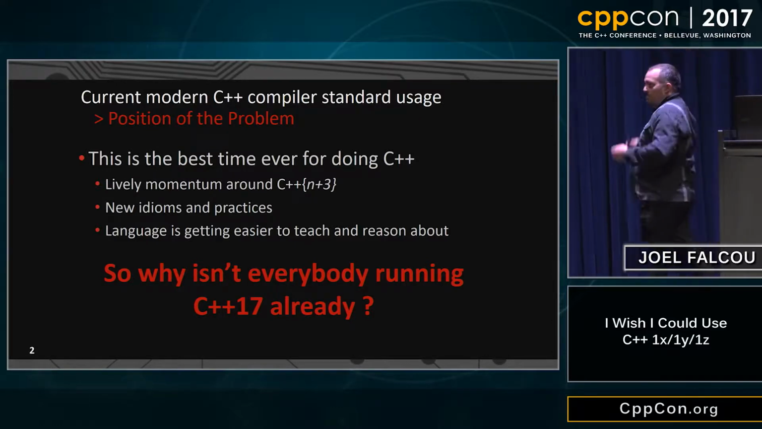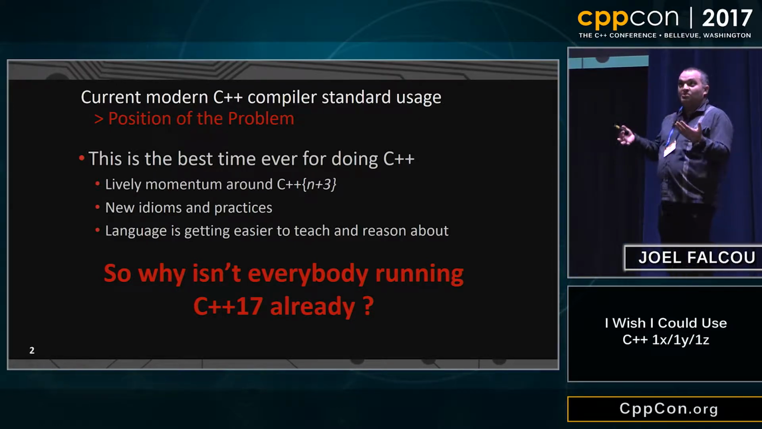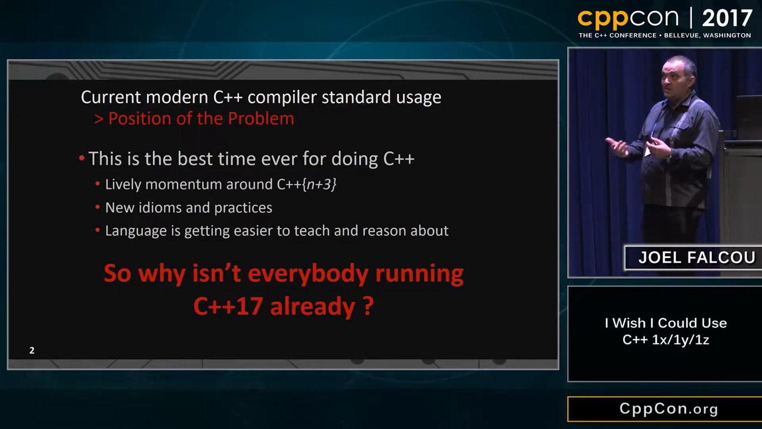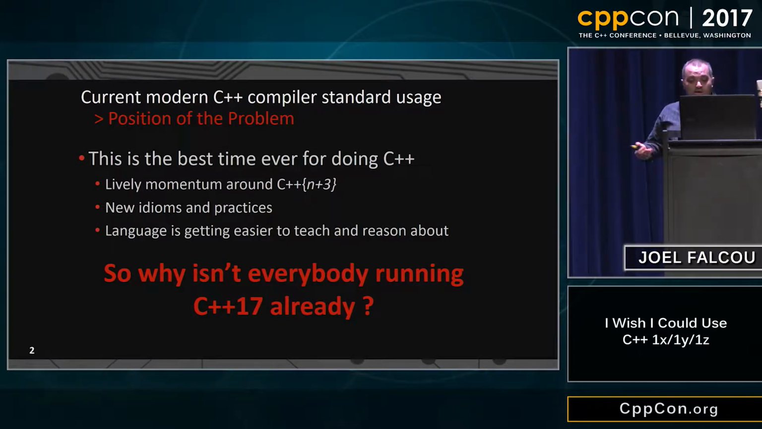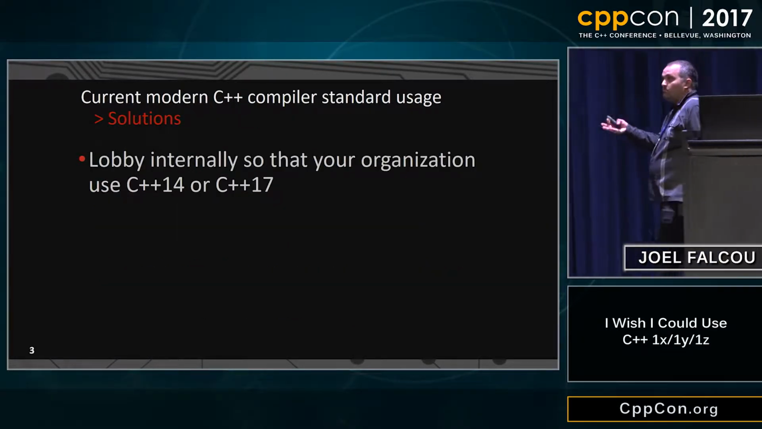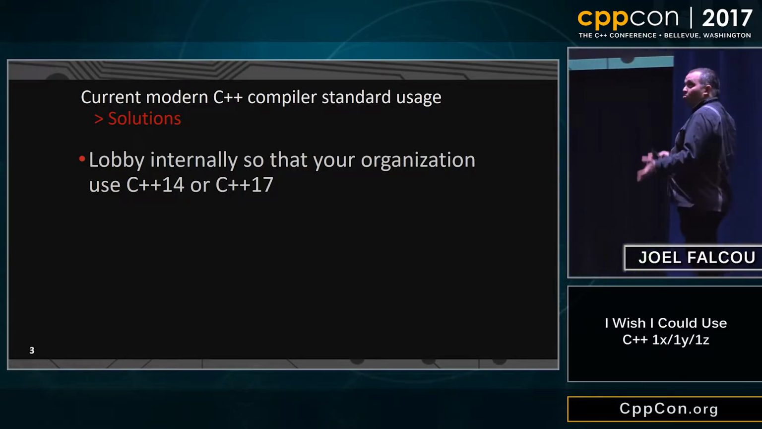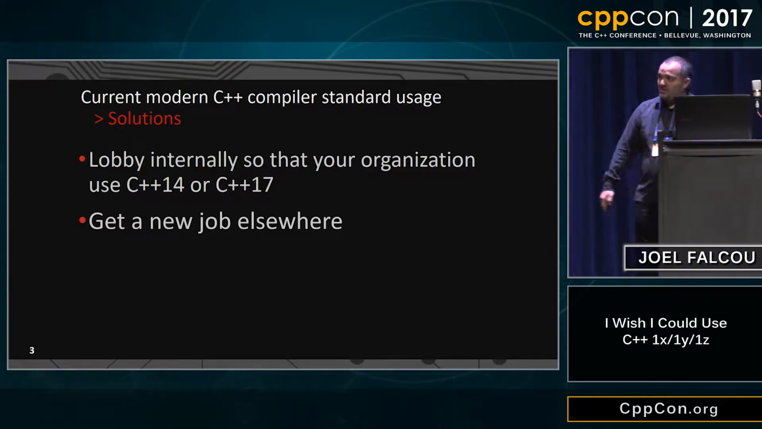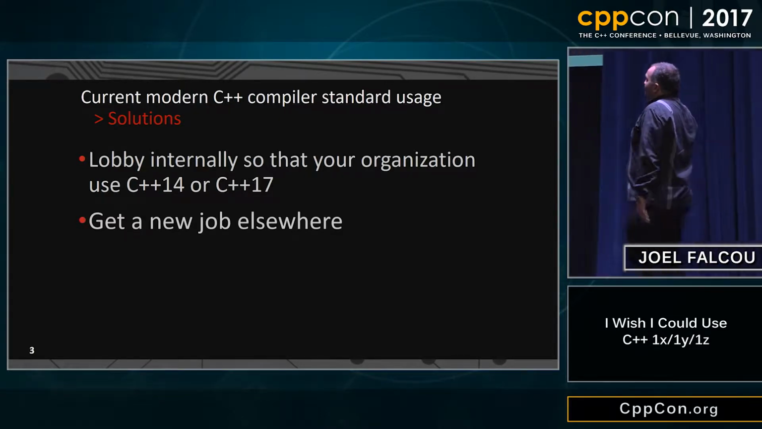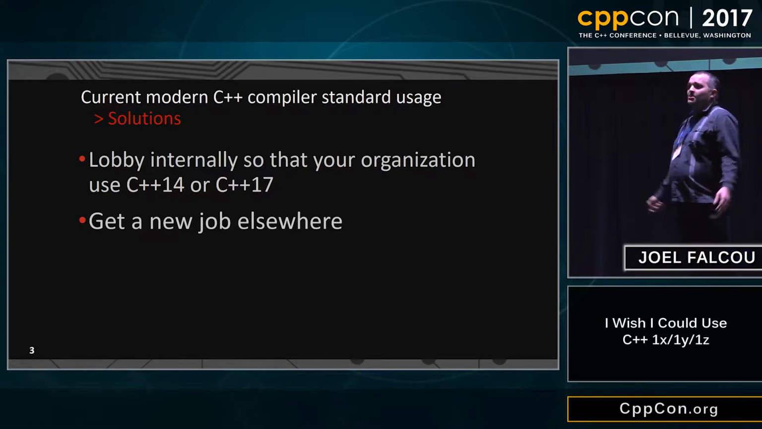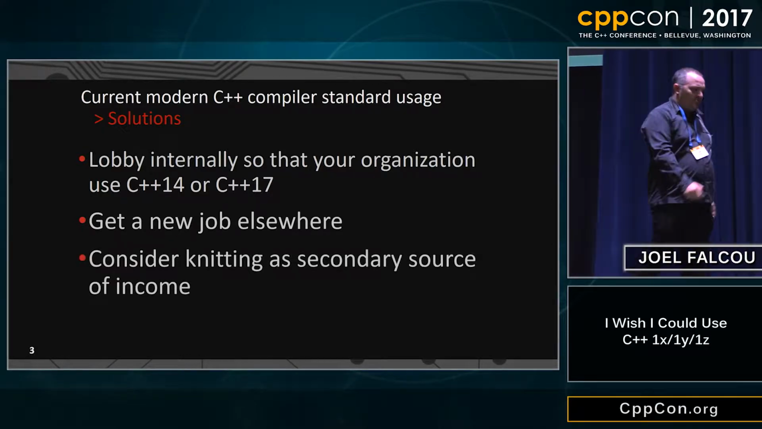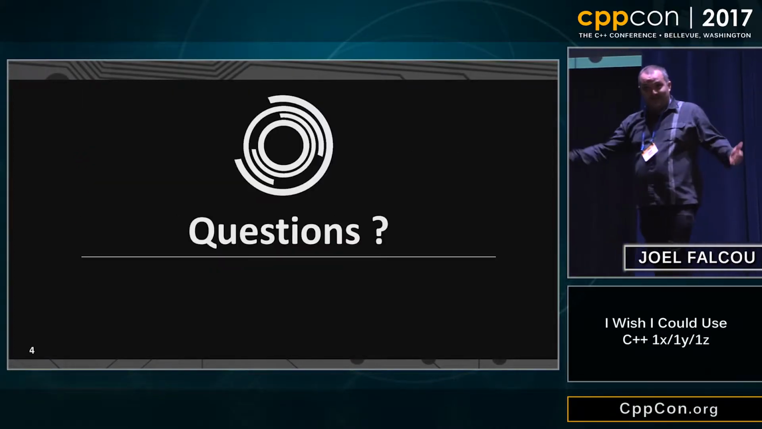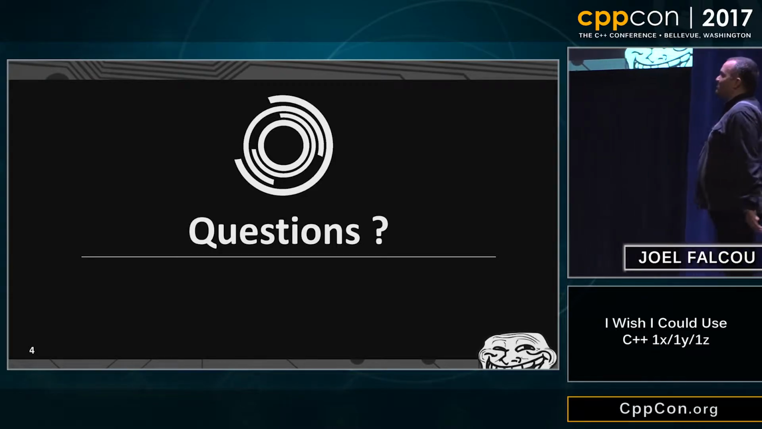So the question is, why is not everybody still doing C++14, 17 already? Well, it's more a cultural thing than something else, so the solutions are not that many. Indeed, you can do some kind of lobbying so you can switch to whatever version of C++ you want to go to, or, which is a more radical thing, you can get a new job elsewhere, or you can drop the ball and do something completely different as a source of income. And so if you have any questions, thanks for coming to this talk. Of course, I'm not serious.